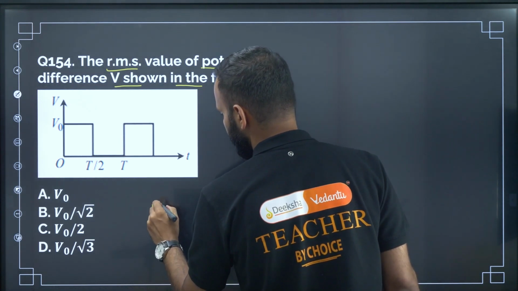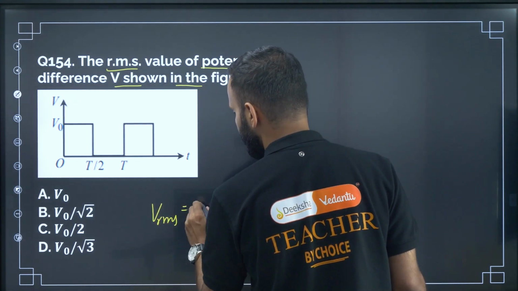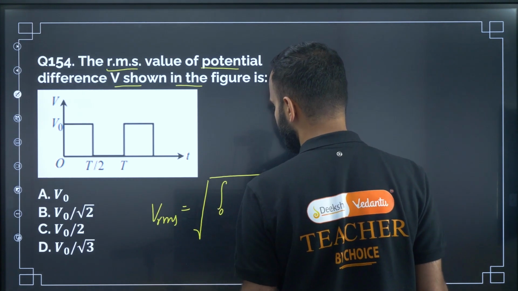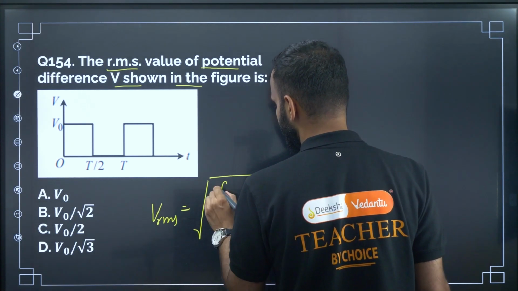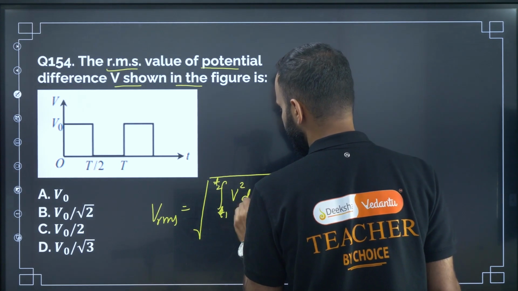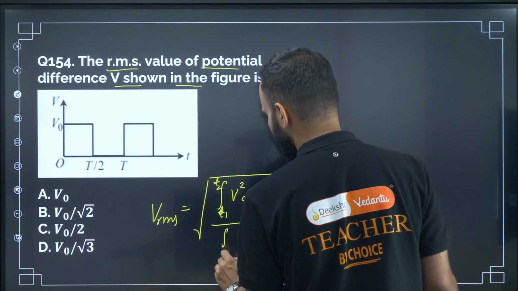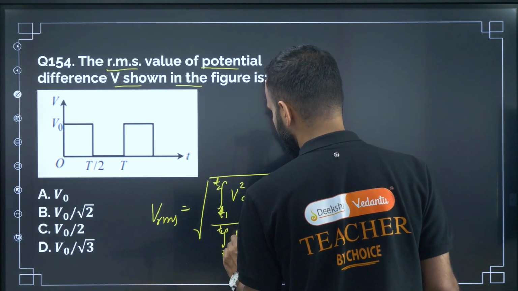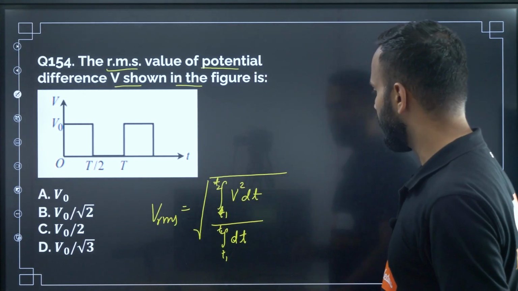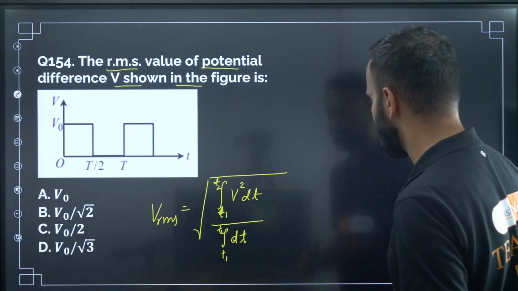So RMS value, V RMS, root mean square, is equal to root of integration of T1 to T2 V square dt divided by integration of T1 to T2 dt, right? So this is the formula for RMS value of the voltage.